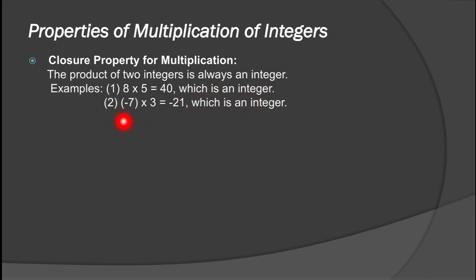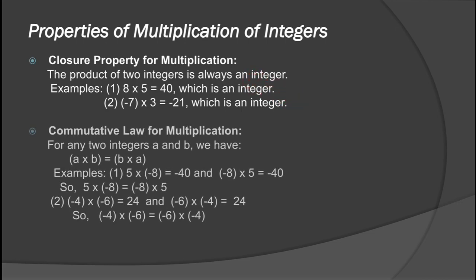Again, in the second example, minus 7 into 3, you can see that minus 7 and 3 are both integers. And when we multiply minus 7 by 3, we get minus 21, and you know minus 21 is also an integer. So from these examples, it is clear that the product of two integers is always an integer. Hence, we can say that the closure property is followed for multiplication of integers.